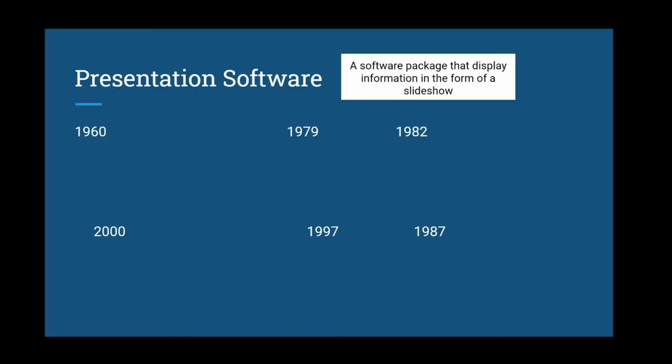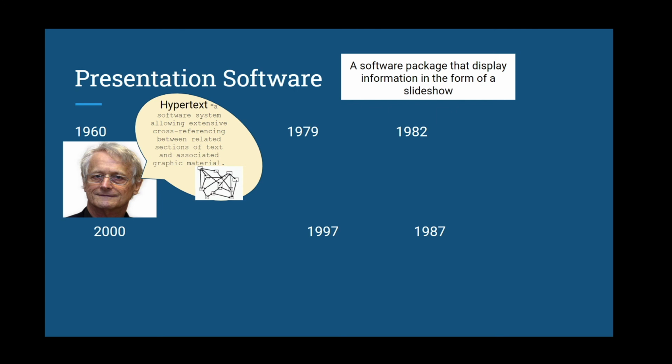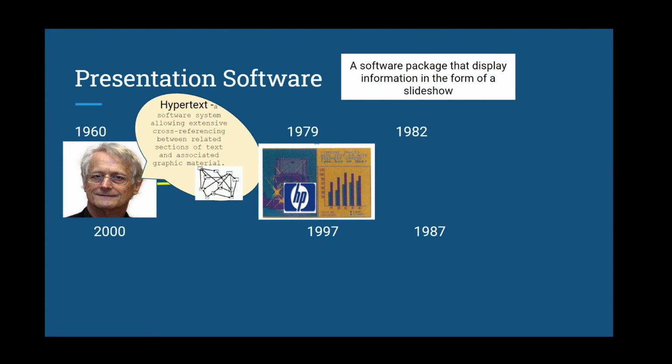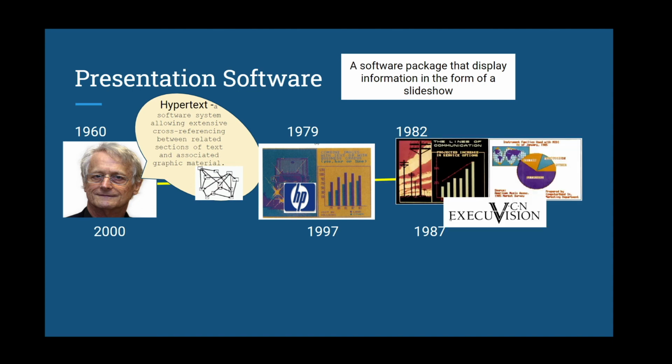Now, presentation software has developed enormously over the years. Presentation software is a package designed to display information in the form of a slideshow like you're seeing now, stringing together text, images, audio, and video. Beginning in 1960, Ted Nelson came up with the idea of files being linked in a non-linear fashion. He coined the term hypertext and hypermedia. In 1979, the first presentations that we are more or less familiar with were released. It was called Bruno, developed by HP, but it was only for commercial use. In 1982, VCN ExecuVision became available for PC.